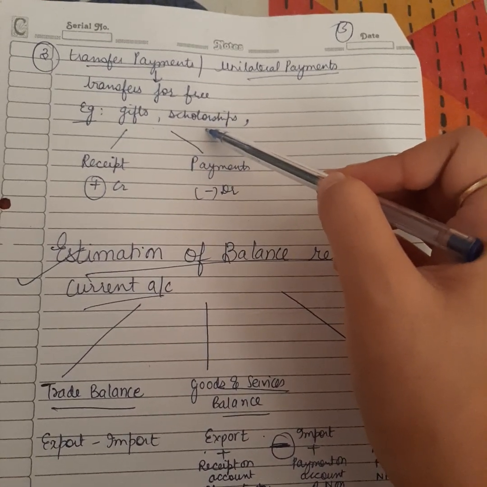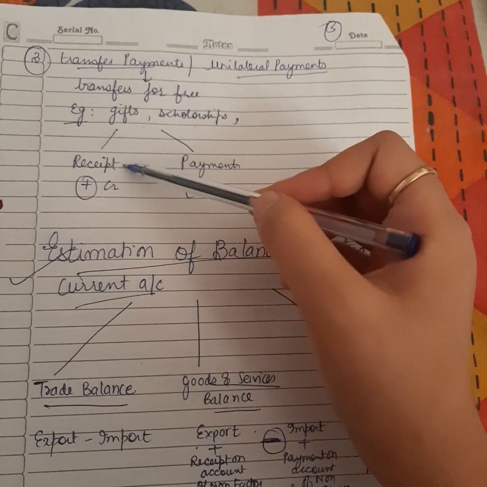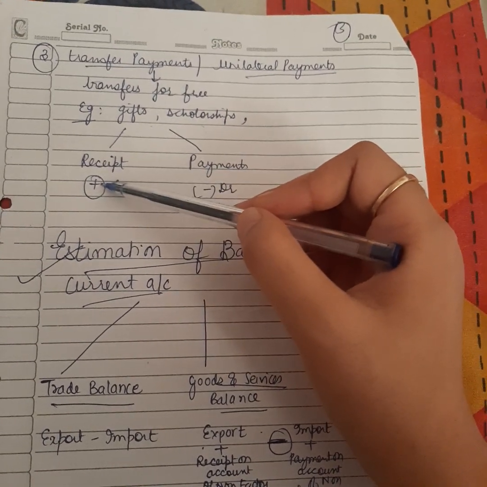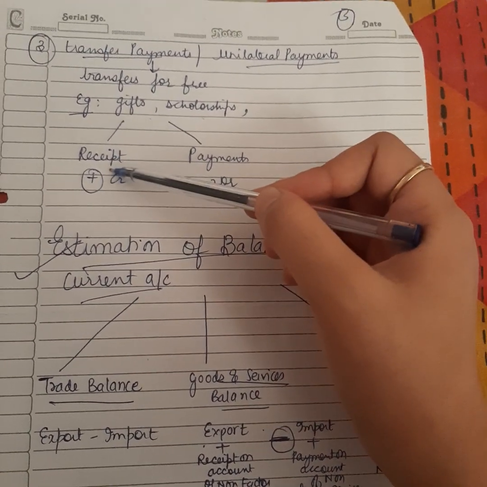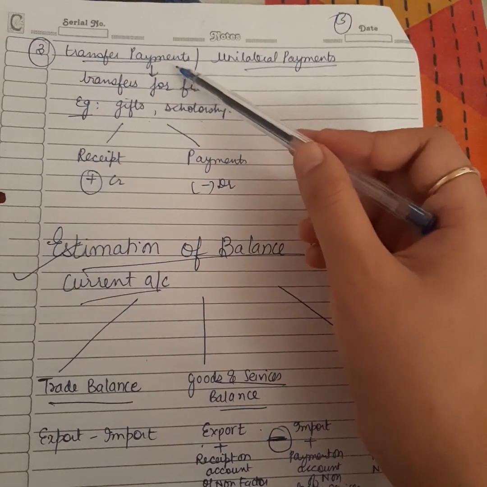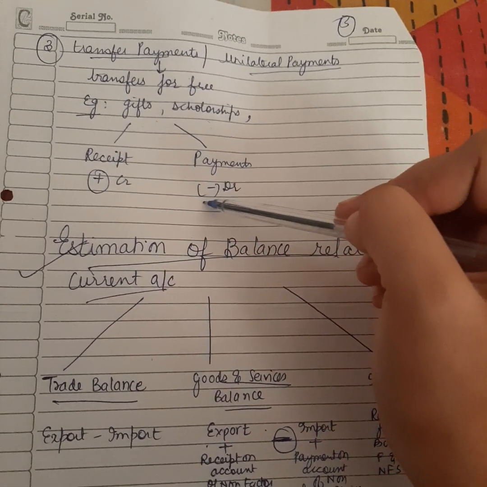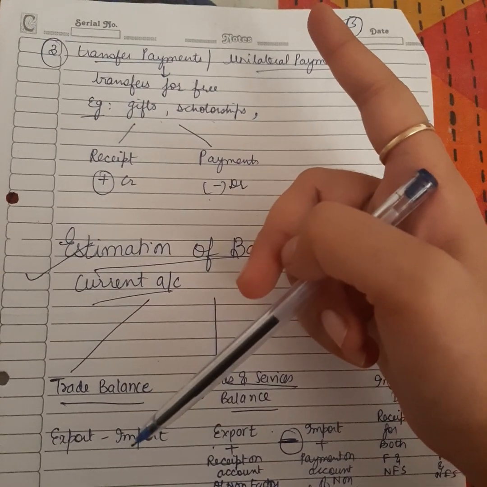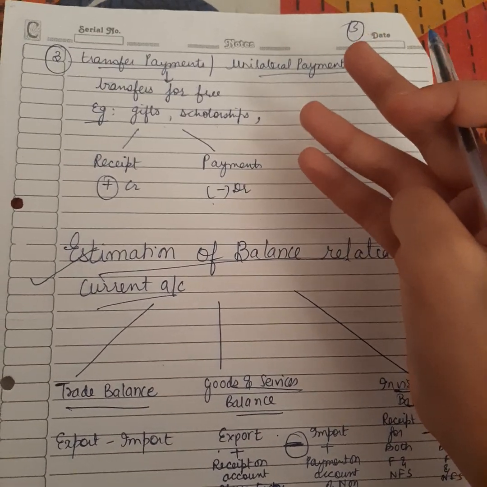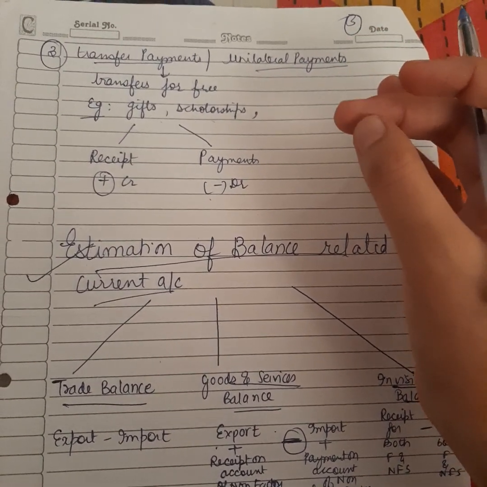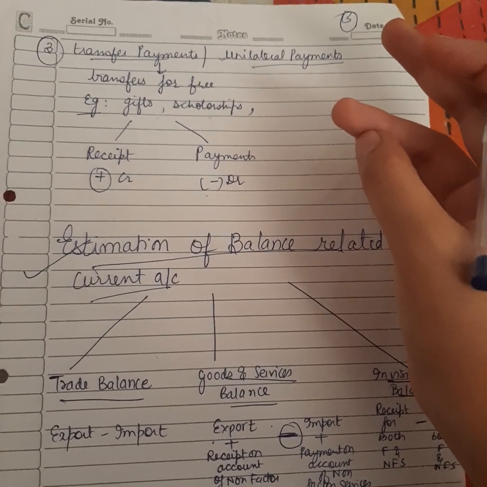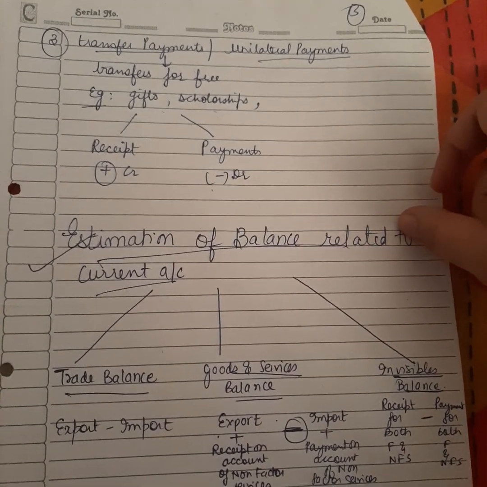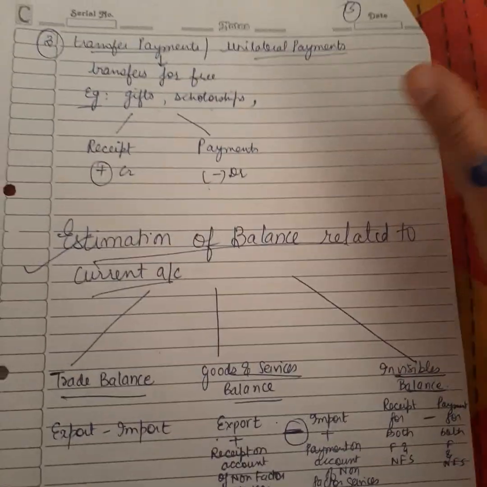Similar for scholarships also. If government is receiving transfer payments, it will be entered on the positive side, and if government is paying transfer payments, then it will be entered on the negative side. Now that's all with the current account. There were three components of current account: visible goods, invisible goods and transfer payments. Done. Now next is, how do you estimate balance related to the current account? It's a numerical part.